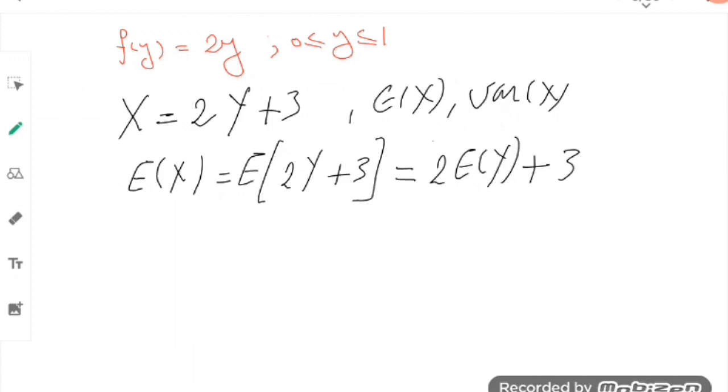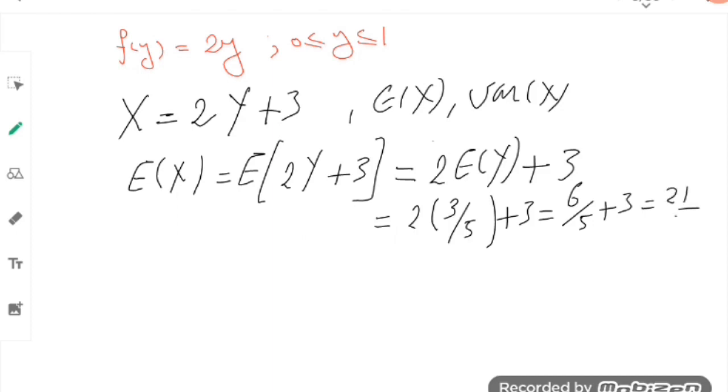So we'll substitute in this equation the expected value of y, which is 3 over 5. So we have 2 times 3 over 5 plus 3. This will be 2 times 3 equals 6 divided by 5 plus 3. So this will be 21 divided by 5. This will be the expected value of x. Then move to find the variance of x.